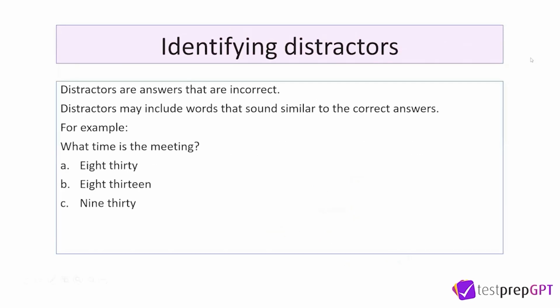So what is a distractor? It's an answer that sounds correct or might be correct, but it's not. So if I say to you about a meeting, let's have our meeting today at 8:30. Did I say A, 8:30, B, 8:13, or 9:30? I think you know the answer. It's 8:30. So the distractor is 8:13 because it sounds similar, and 9:30 is simply incorrect.